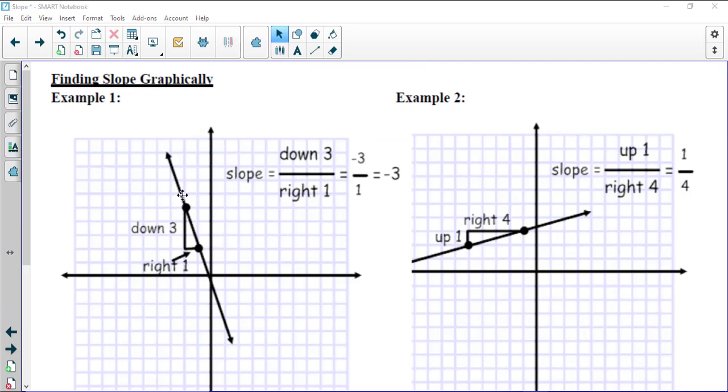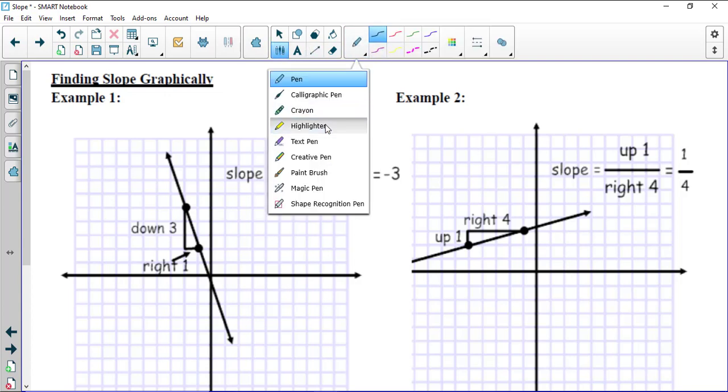So the first example here, we have a line. Keep in mind that slope is rise over run, so how far we go up or down over how far we go left or right. So we go from one point to the other. And to get from, I usually go from the point on the left to the point on the right, but you could go from the point on the right to the point on the left as well. But I always do up or down first and then left or right second.